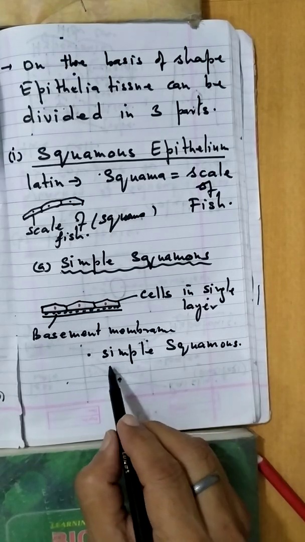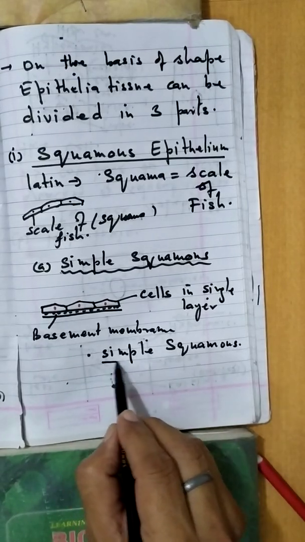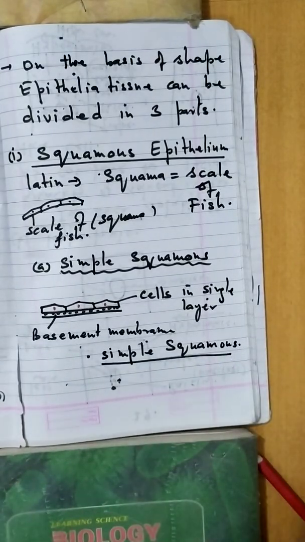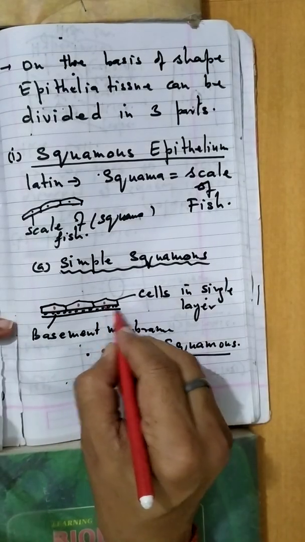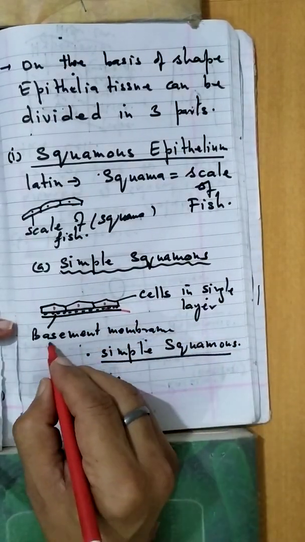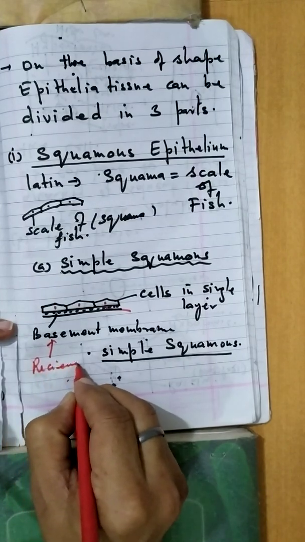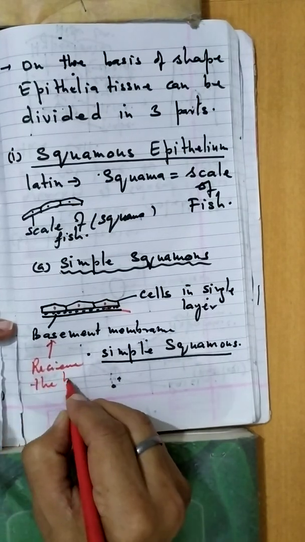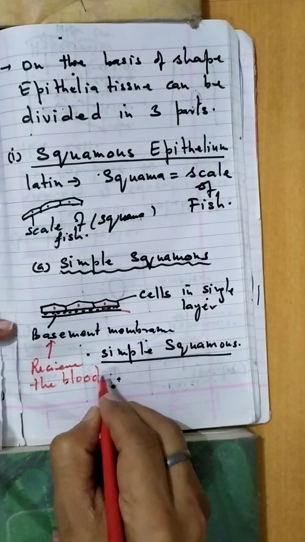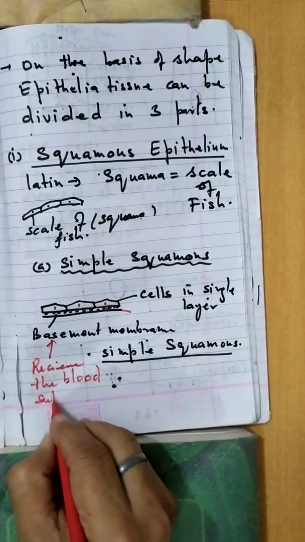Now, what is basement membrane? The basement membrane receives the blood supply.